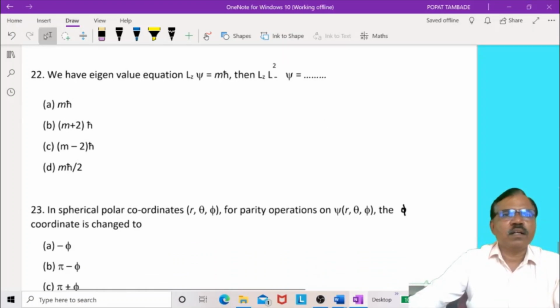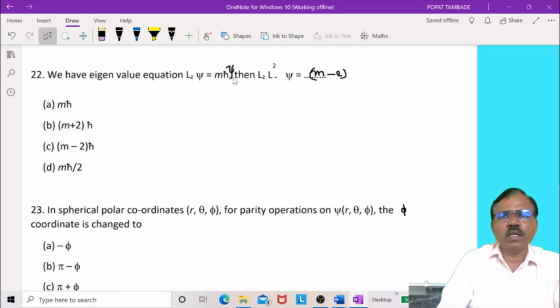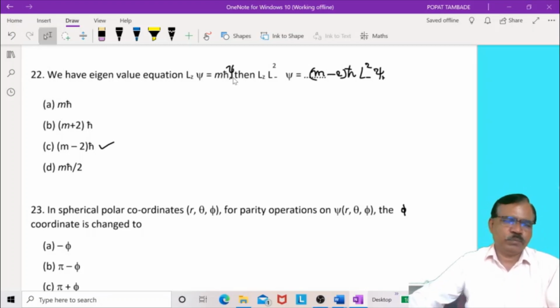Now here we have the eigenvalue equation Lz psi is equal to m h bar psi. Then Lz L minus square psi will be equal to m minus 2 h bar L minus square psi. So here we have m minus 2 h bar, the new eigenvalue.